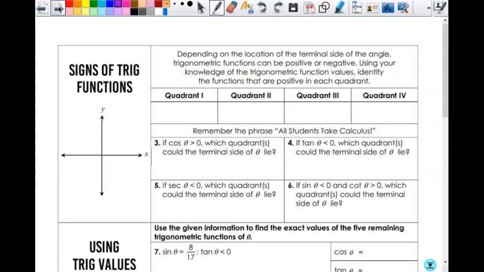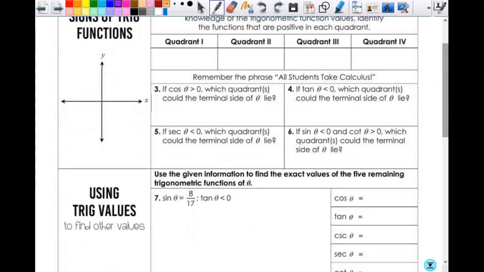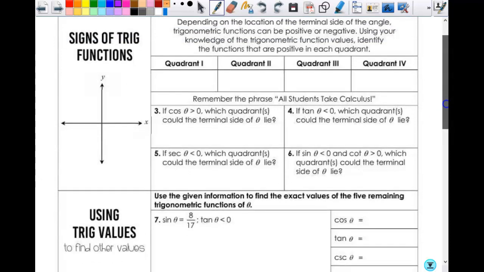Okay, so the top and the back, this is definitely a review because, again, I'm kind of doing things out of order. So we've already talked about this stuff, and we get it. We'll write it down again. So this says that depending on the location of the terminal side of the angle, trigonometric functions can be positive or negative. Using your knowledge of the trig function values, identify the functions in each quadrant.